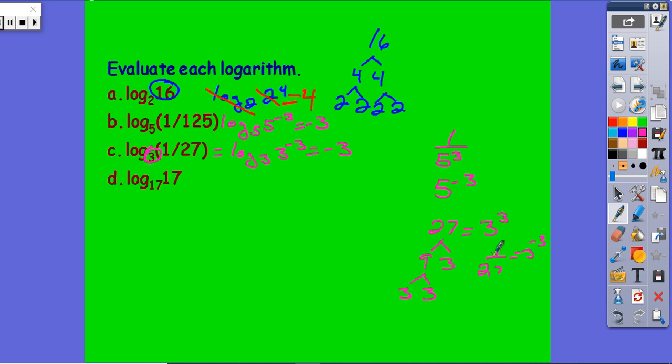Notice it's in the denominator. To move it up, you just change the exponent to negative. And then log base 17 of 17, well, that would be to the exponent of 1, so my answer is 1.